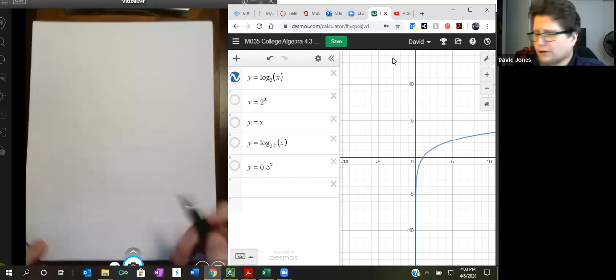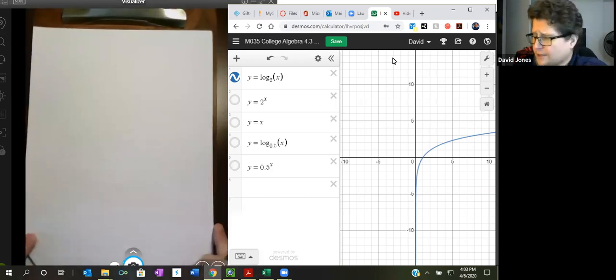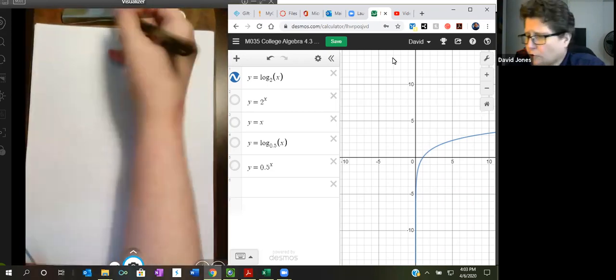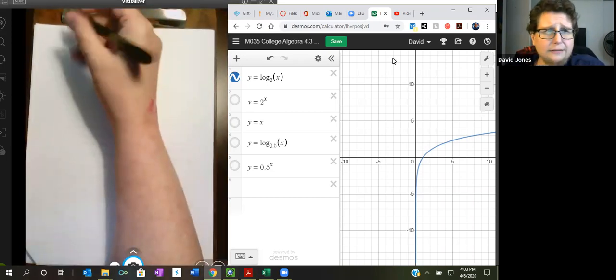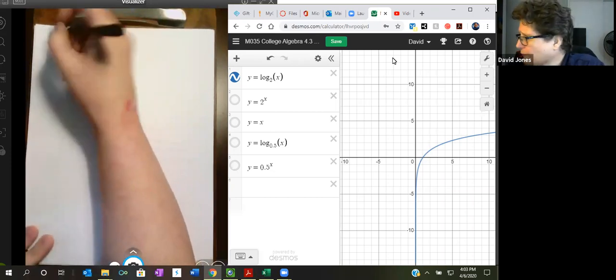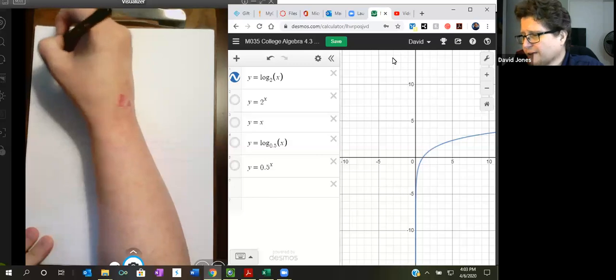Today, we're going to cover logarithmic functions. We started off this chapter, chapter 4, on exponentials and logarithms. 4.1 was on inverse functions, and 4.2 was on exponentials. 4.3 is on the logarithmic functions.